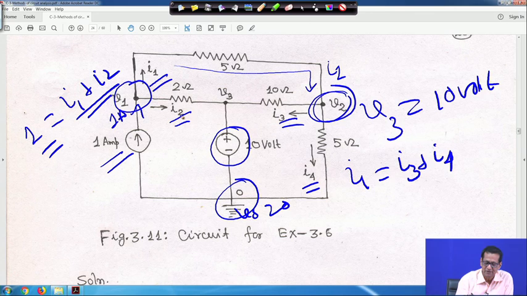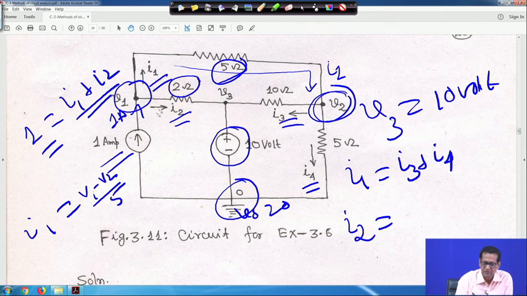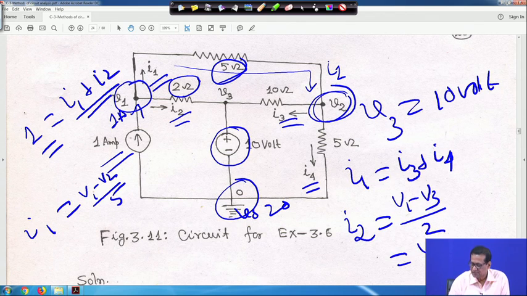And next you have to find out what is I2. If you look, first, I1 is equal to (V1 minus V2) upon 5, right. This is I1. And next one is I2. I2 will be equal to, here it is 2 ohm, so it is (V1 minus V3) upon 2. That is actually V1 minus V3, where V3 is equal to 10 volt, so (V1 minus 10) upon 2, right.